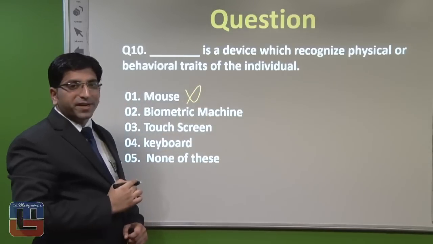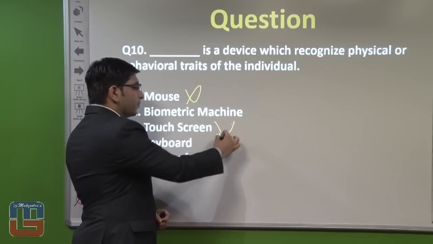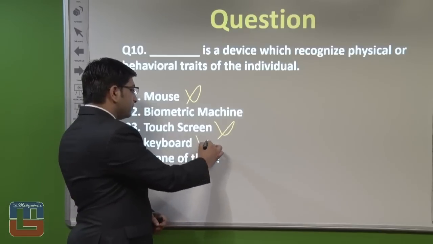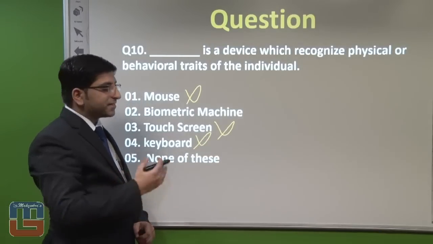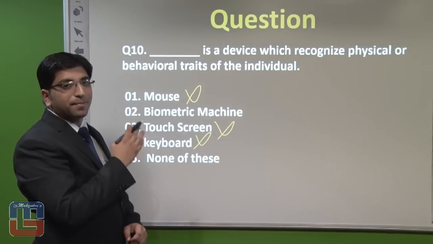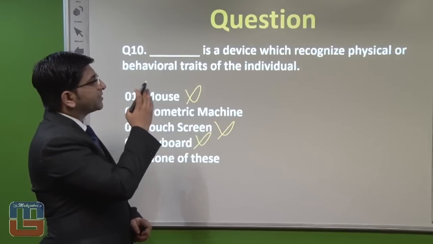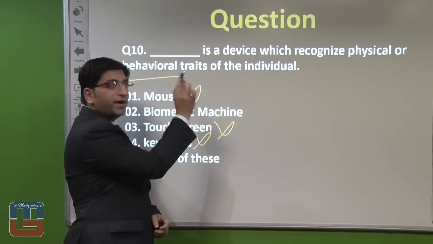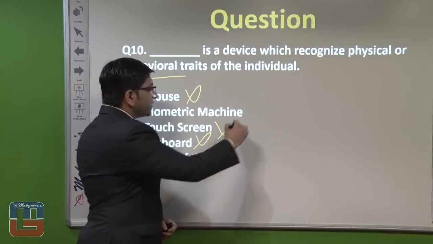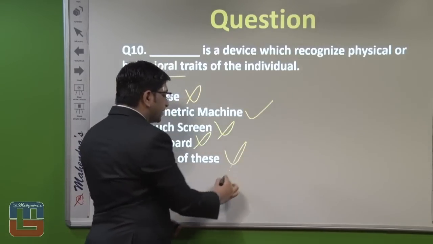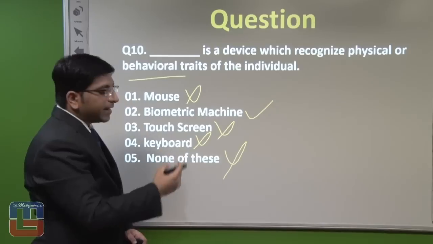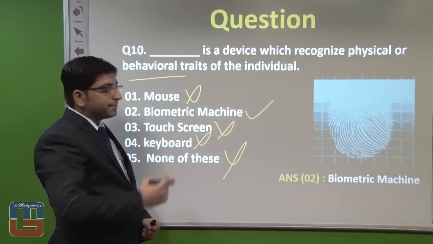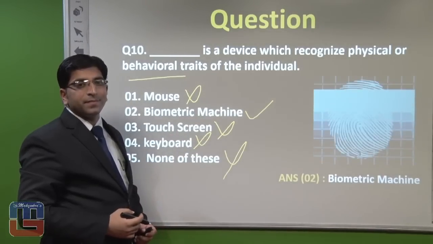Is it a touch screen? No, not at all. This is not used for security purposes. Is it a keyboard? Again, no. Is it none of these? Let's check. This device is a biometric machine, which is used for recognizing physical or behavioral traits of an individual. So the right answer is biometric machine. So none of these is a wrong answer. Let's check the answer first. Yes, here is the biometric machine.